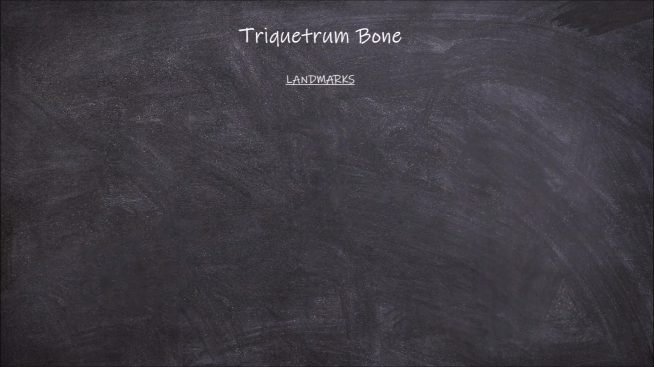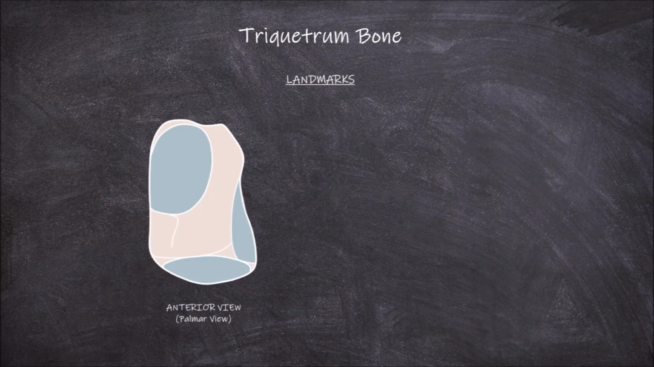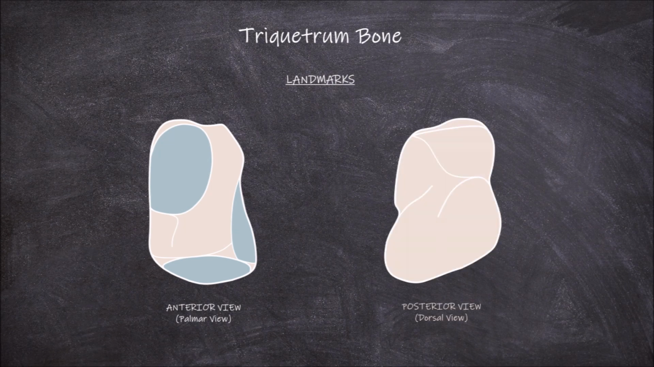What about the landmarks of the triquetrum bone? Here we have the anterior view, also known as the palmar view, and the posterior view, also known as the dorsal view, of the right triquetrum bone. The triquetrum bone is pyramid-like in shape and has 5 surfaces.